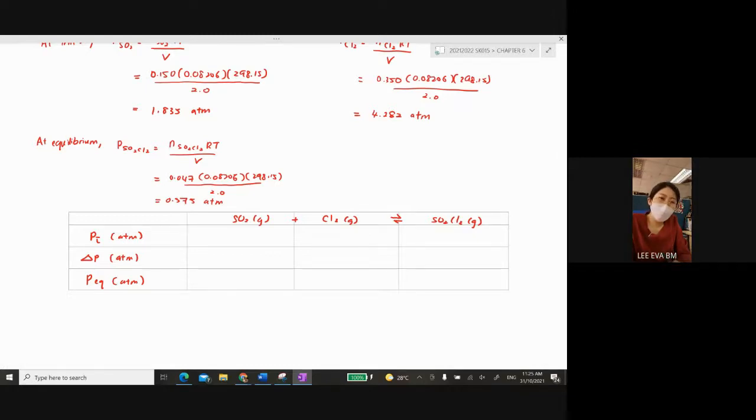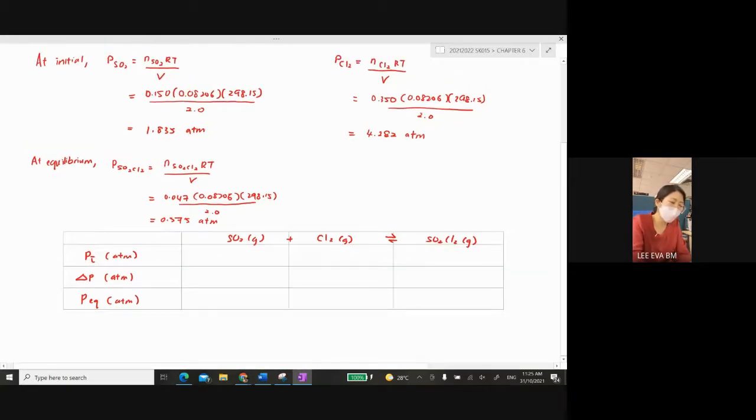Okay, and then just fill in accordingly. 1.835, that is the initial concentration of SO2. So you fill in at this column, at this box, 1.835. 4.282, that is the initial pressure for chlorine gas. So 4.282.